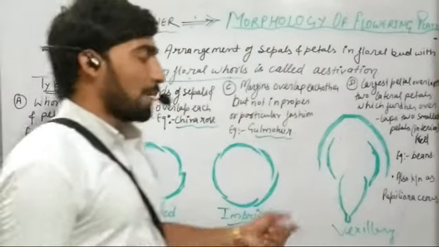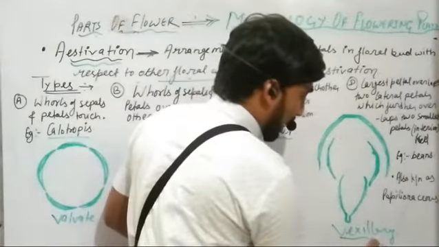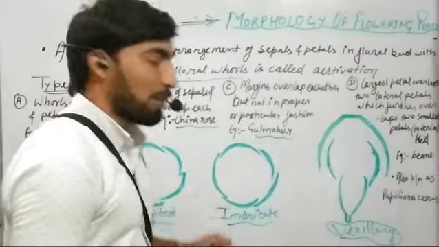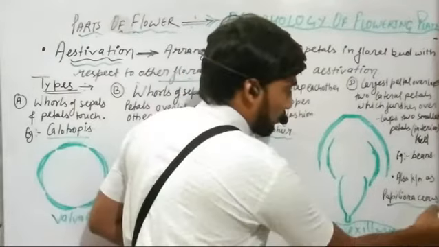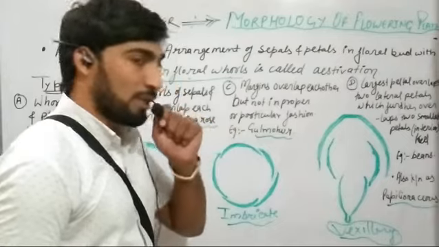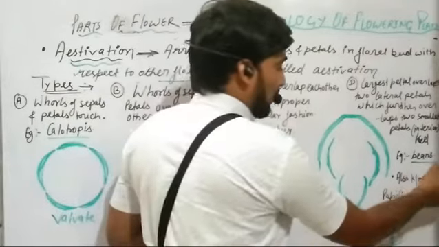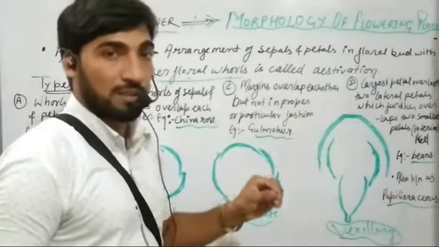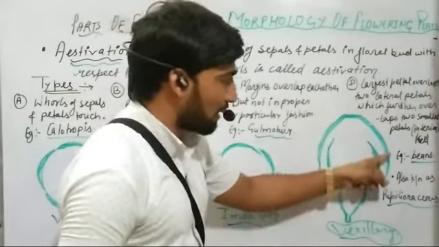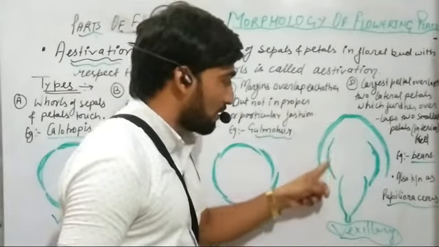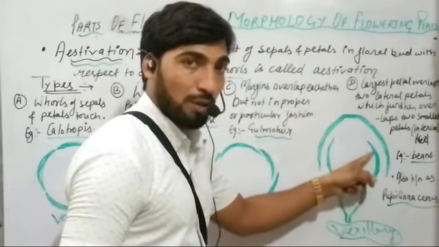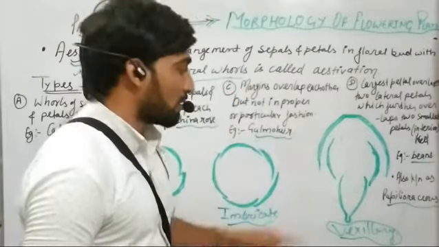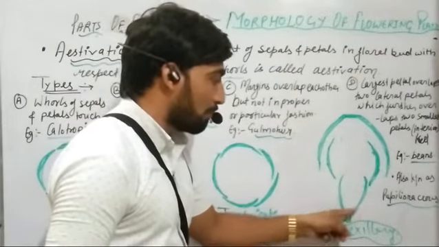Now, the fourth type of estivation is vexillary estivation, also known as papilionaceous estivation. The example is beans. In this type of estivation, the two largest petals in a flower overlap the two lateral petals, and these lateral petals then further overlap the two inner and smaller petals.